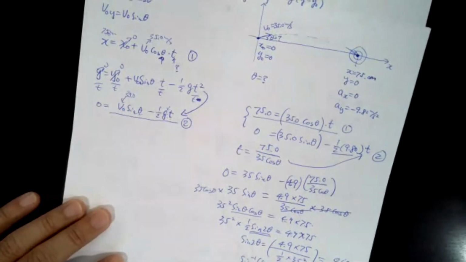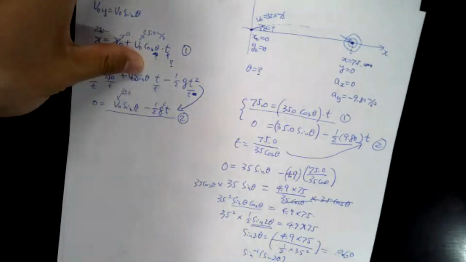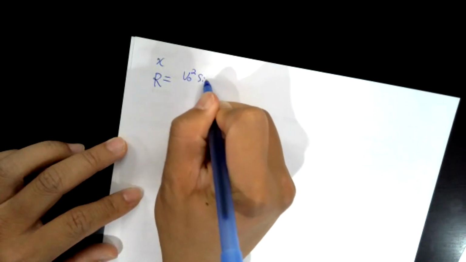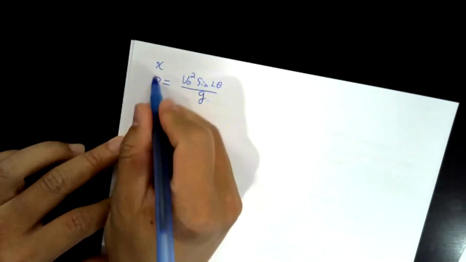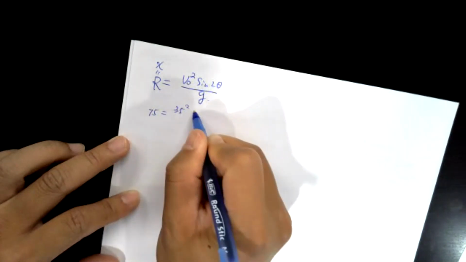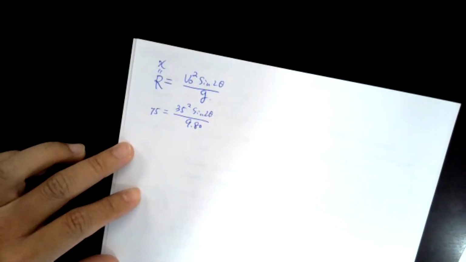As I said in the previous problem, you can solve for one thing and then plug it into the other thing. But because when we solved the previous one we know that the range, the final x, is equal to v0 squared sine 2 theta over g, then this range, which is 75, equals 35 squared sine of 2 theta over 9.8, right?